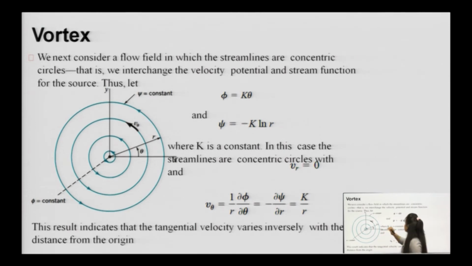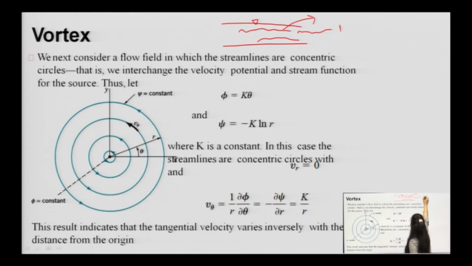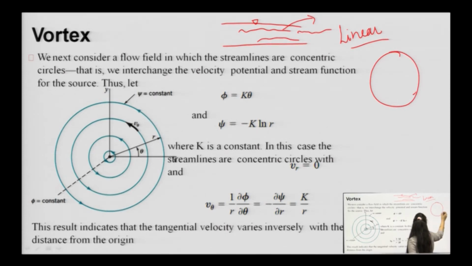Or you can see that if this is the free surface and the fluid is flowing over here, this particular path line is linear. But in the same case, if the path of the particle is not linear but circular, like the particle moves from one point to another in a circular way, unlike this one where the particle was moving linearly from one point to another, then this particular flow will be known as vortex flow.